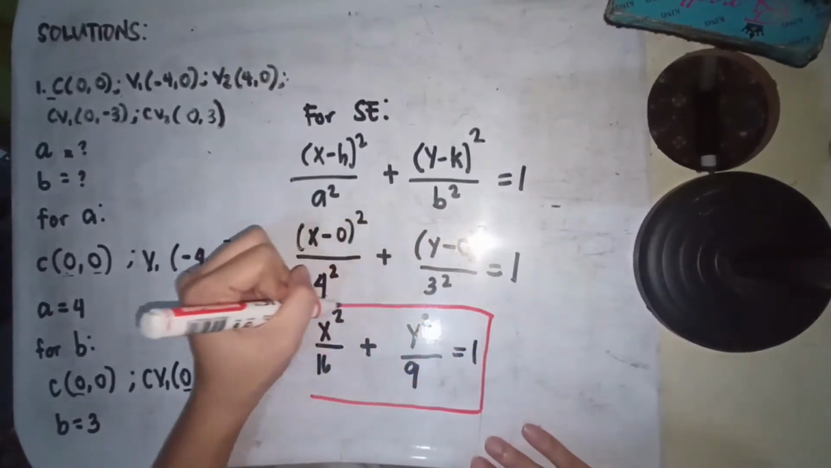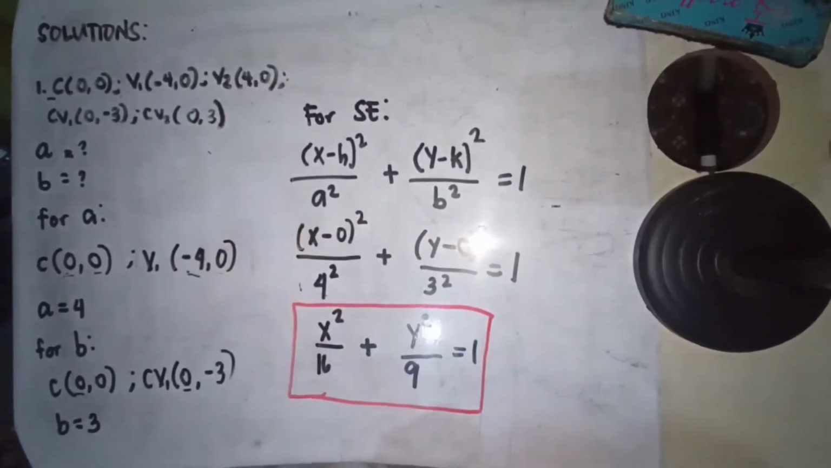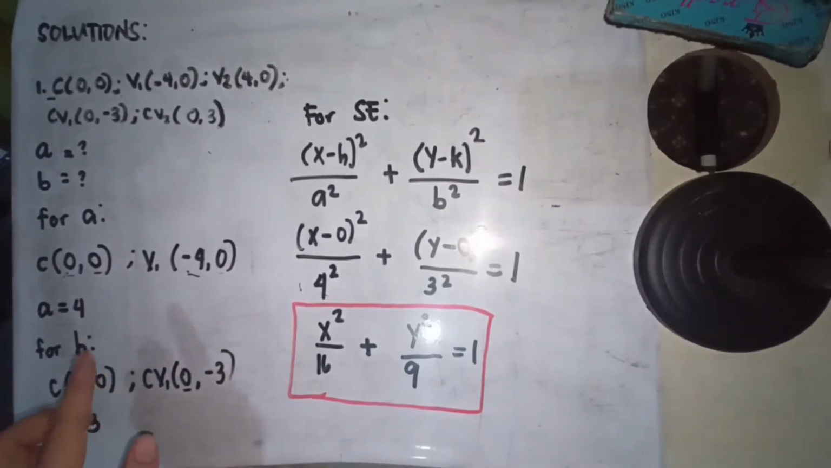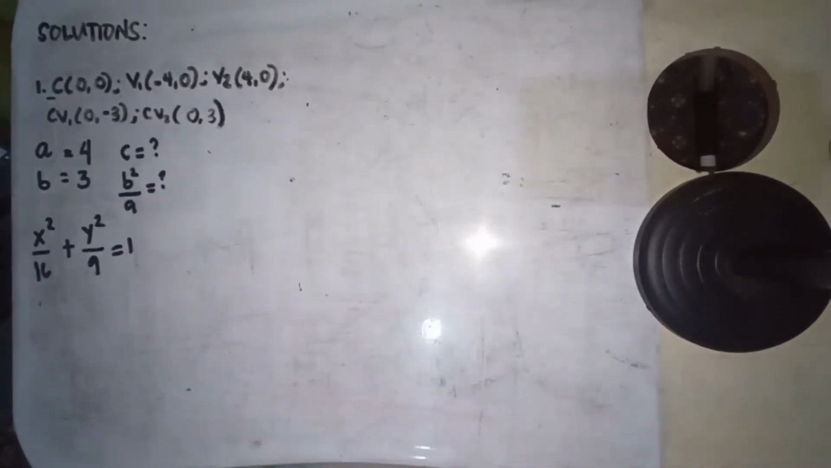standard form of equation. Okay, so the standard form of equation of an ellipse whose center is at 0, 0, vertices at negative 4 and 0, positive 4 and 0, and co-vertices at 0 and negative 3 and 0 and positive 3 is x squared over 16 plus y squared over 9, that is equals to 1. So, mao ni siya ang iyahang standard form of equation. So, let's proceed with graphing our given ellipse.